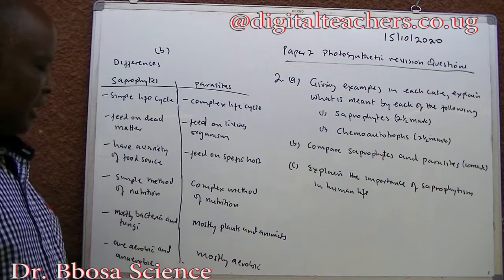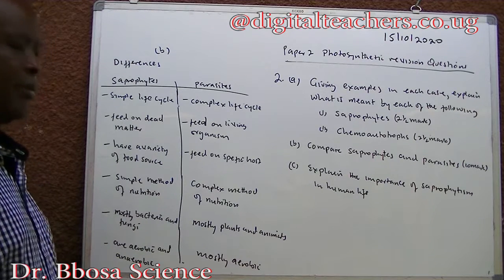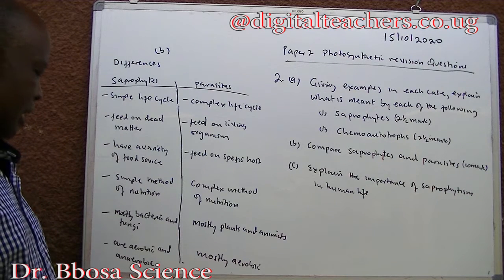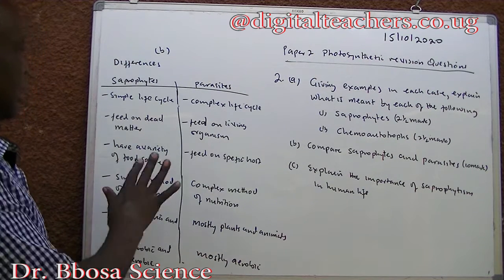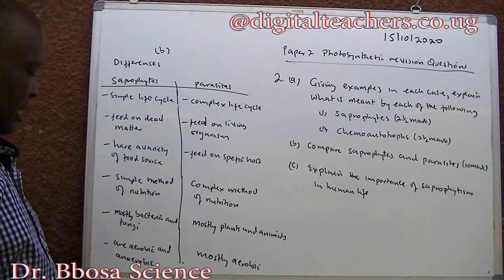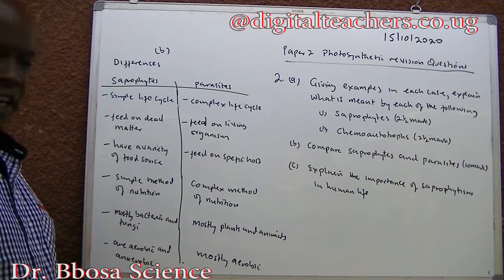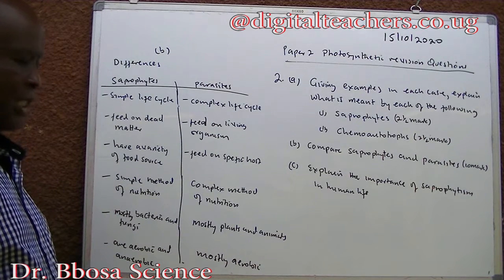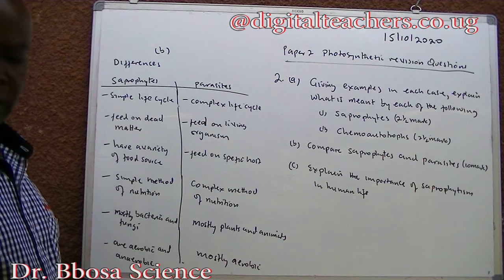Saprophytes are mostly bacteria and fungi. Parasites are mostly plants and animals. Saprophytes, some are aerobic, some are anaerobic. Parasites, they are mostly aerobic organisms.